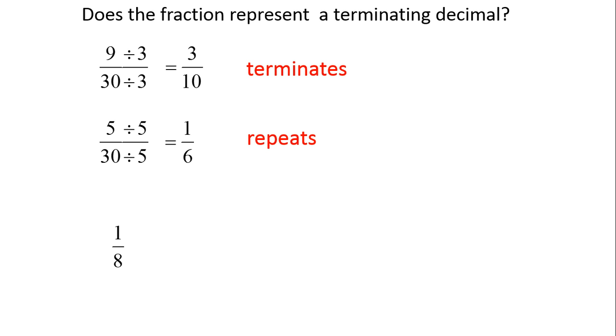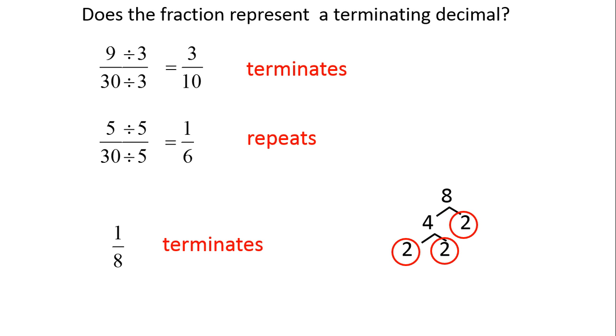How about 1/8? Well, first of all, is 1/8 simplified? And it is. So think about the factors of 8, the prime factors. 8 could be factored into 2 times 2 times 2. So the only factors of that denominator are 2's. That means that if we were to write 1/8 as a decimal number, it would terminate.